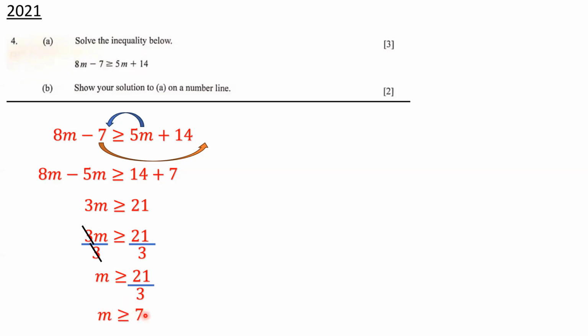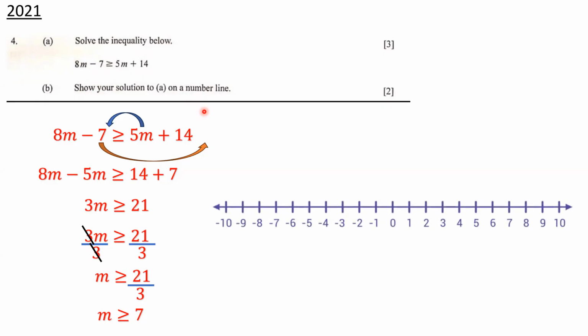How do we represent that on a number line? Because question part B says, show your solution to A on a number line. So here we construct a number line from negative 10 to 10. Wherever we see 7, we're going to put a circle above 7, but it's going to be a shaded circle, because we have this line right here, and this line means that 7 is included. So we have to shade in 7.